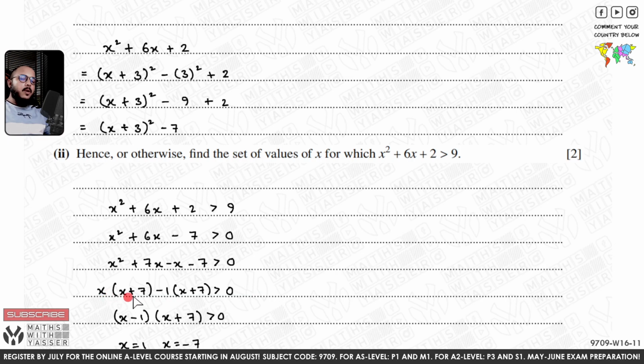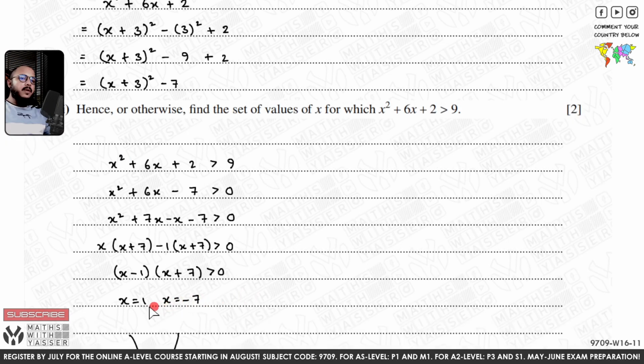So if we take x common, it becomes x plus 7. And if we take negative 1 common, then we get x plus 7 again, greater than 0. So that means (x minus 1) and (x plus 7) is greater than 0. Therefore, the critical values are x equals 1 and x equals negative 7.